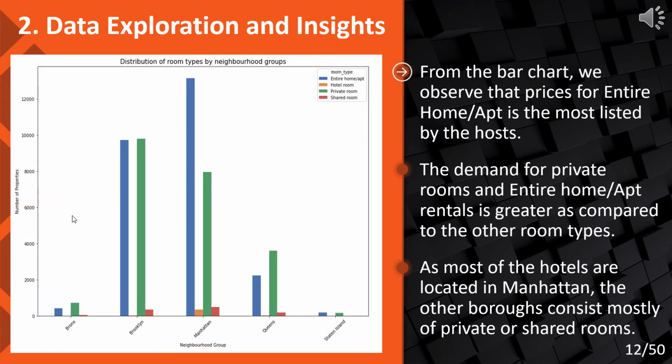From the plot of distribution of room types by neighborhood groups, we observe that entire homes and apartments are the most listed by the hosts. The demand for private rooms and entire home rentals is greater as compared to the other room types. As most of the hotels are located in Manhattan, the other boroughs consist mostly of private or shared rooms.